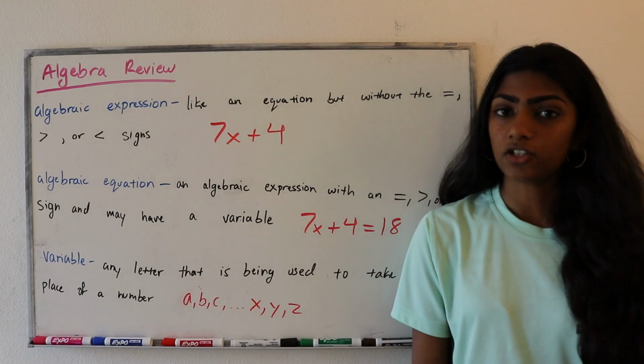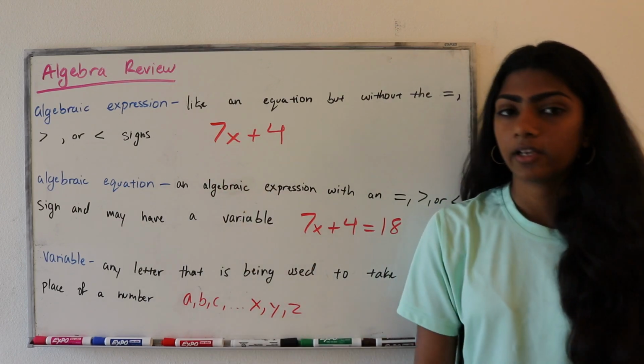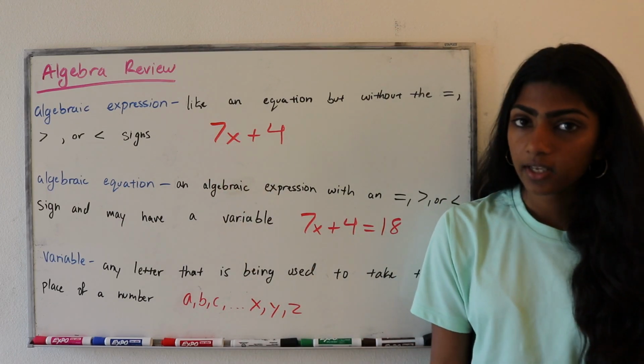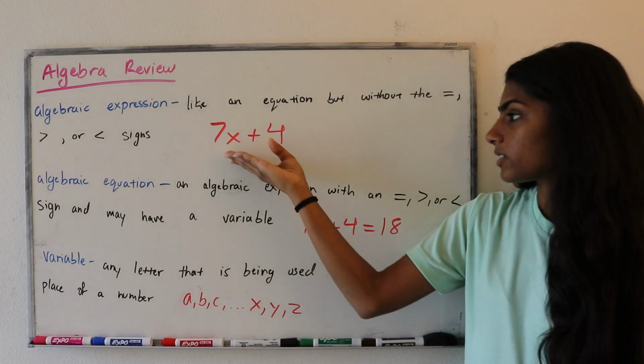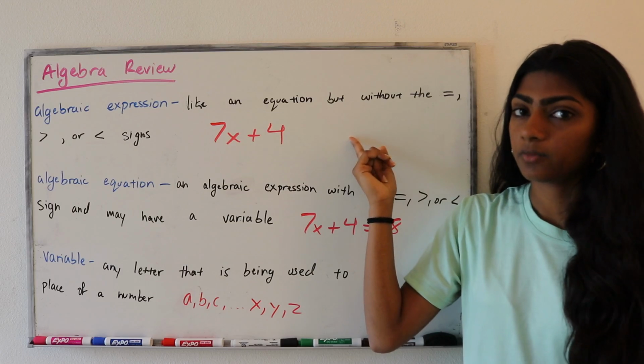So now let's review some algebraic terms. To begin, algebraic expression. An algebraic expression is just like an equation, but without an equals, greater than, or less than sign. For example, 7x plus 4. This is an algebraic expression.